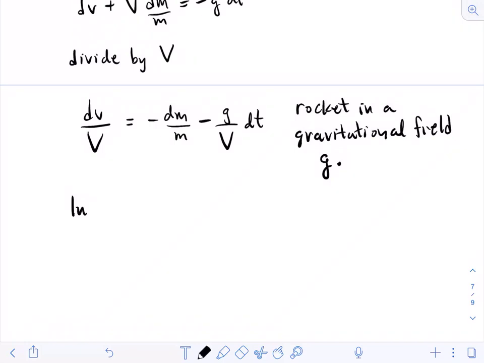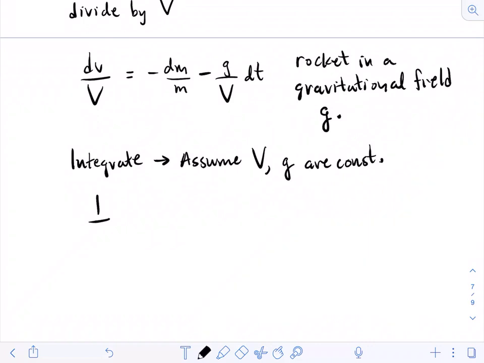Okay, so we are going to now integrate, and we're going to assume that V and g are constants. And so we get 1 over big V, the integral. And so let's suppose that our rocket is launching from the surface of the Earth, starting from rest, and then it's going to reach some final velocity. And so we're going to have some initial mass of our rocket, which is going to include the rocket and the fuel. And we're going to have some final mass of our rocket after we burn some of that fuel.